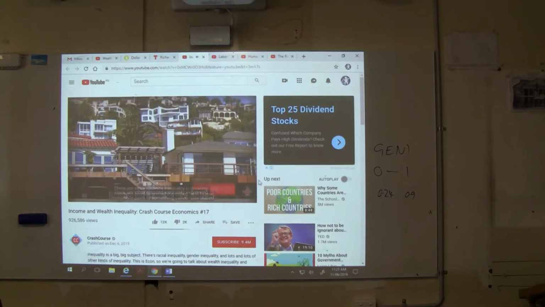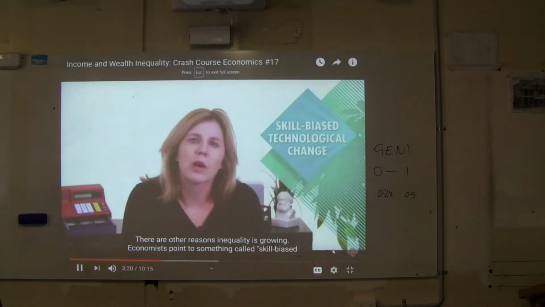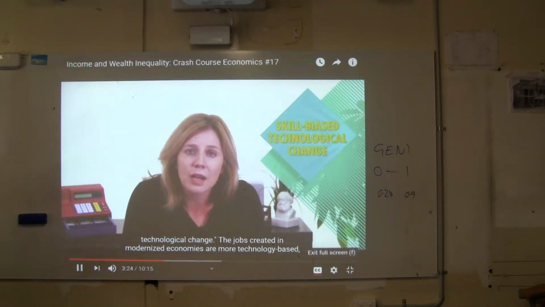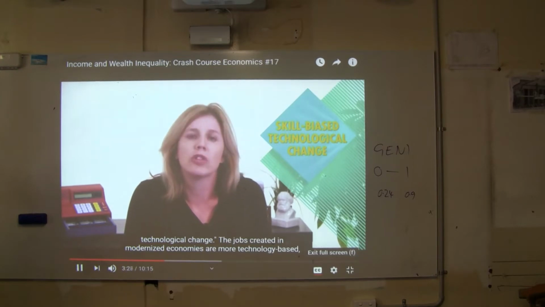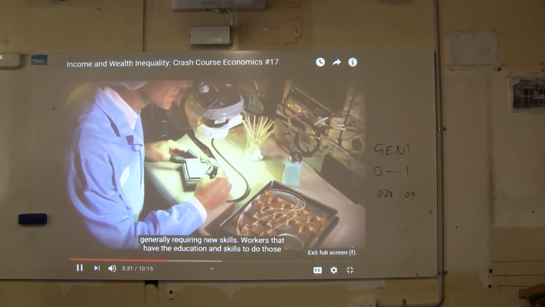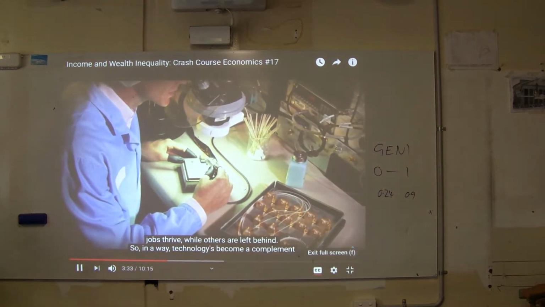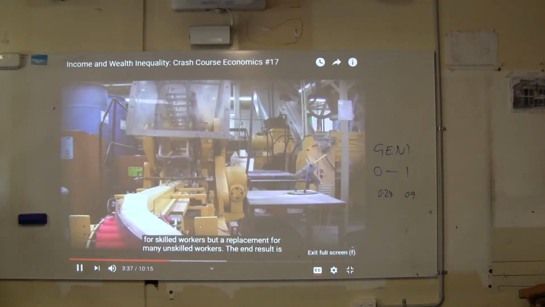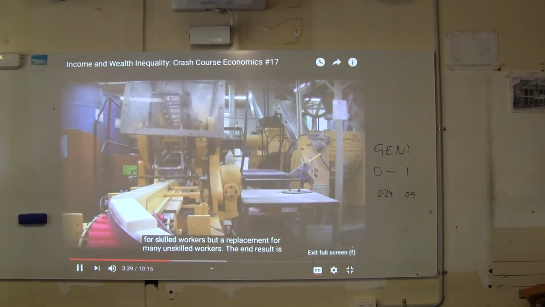There are other reasons inequality is growing. Economists point to something called skill-biased technological change. The jobs created in modernized economies are more technology-based, generally requiring new skills. Workers that have the education and skills to do those jobs thrive, while others are left behind. So in a way, technology has become a complement for skilled workers, but a replacement for many unskilled workers.